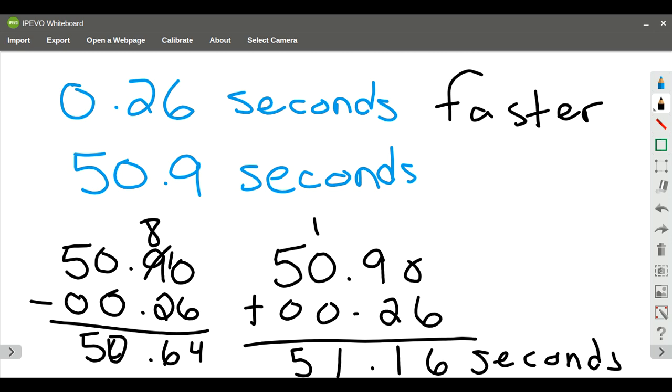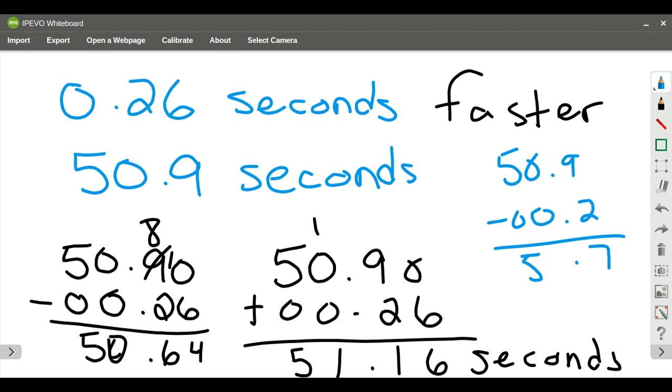We need to estimate to see if that answer is going to be reasonable. So my estimation is going to be 50 and 9/10, and I can leave it at 9/10. So I'm going to do the estimation in blue. 50 and 9/10. Subtract 26 hundredths of a second, which is going to round to 2/10. And when I do that, I get 0.7 difference. So it's going to be 50.7.